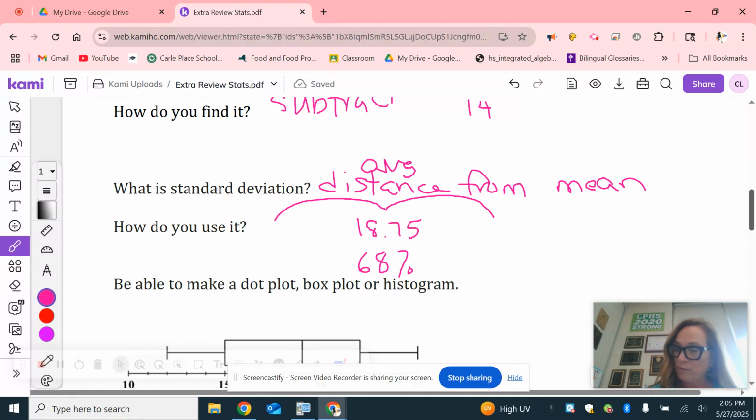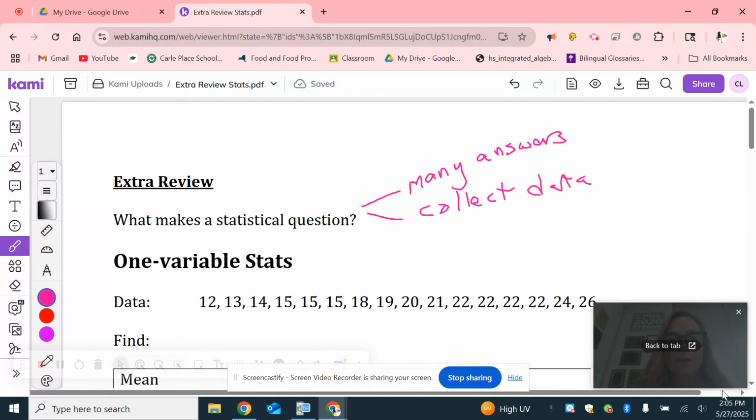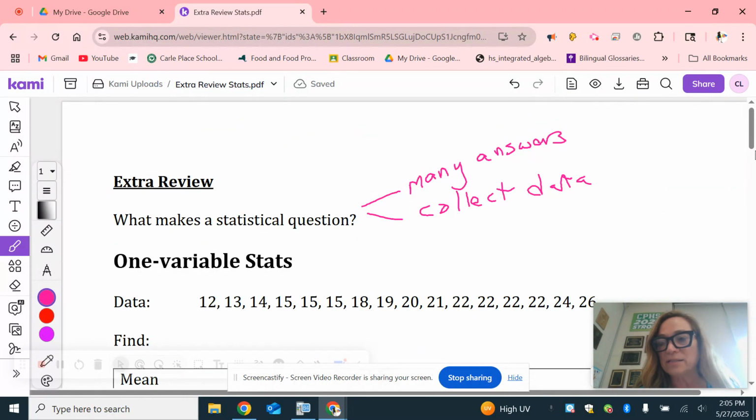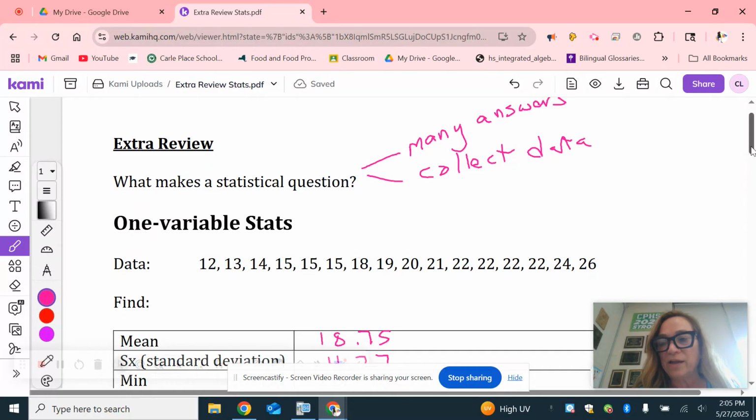So if I do that work, my lower boundary here is 14.48. My upper boundary is 23.02. And sometimes what we ask is how many data points fall in there. And you could just go back and look at your data points and see how many fall in there. It should be 68% approximately. It's not going to be perfect because we also don't have a large data set.